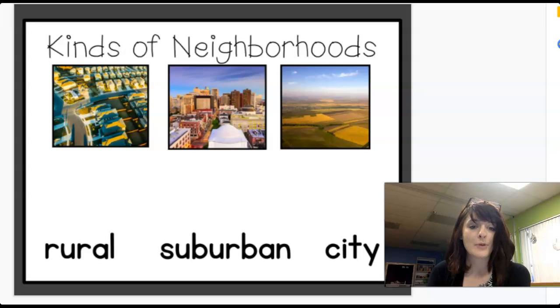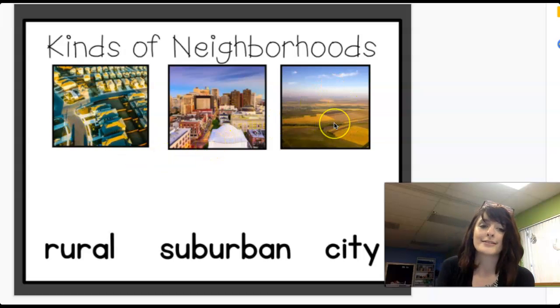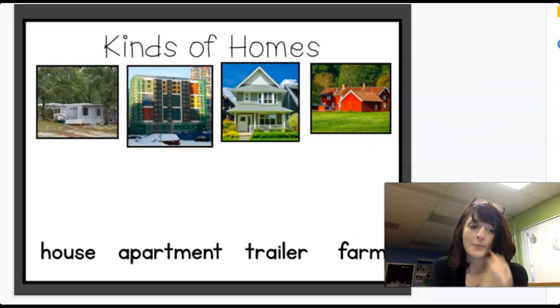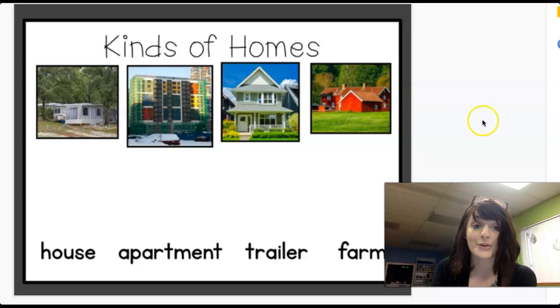So, take a moment to look at these pictures. Which one is rural? Which one is suburb? And which one is a city? If you guessed that this is the suburb, you'd be correct. This is the city, and this is rural farmland. Now take a look at these homes. Can you think of what kind of homes these are? If you said trailer, apartment, house, and farm, you'd be correct.